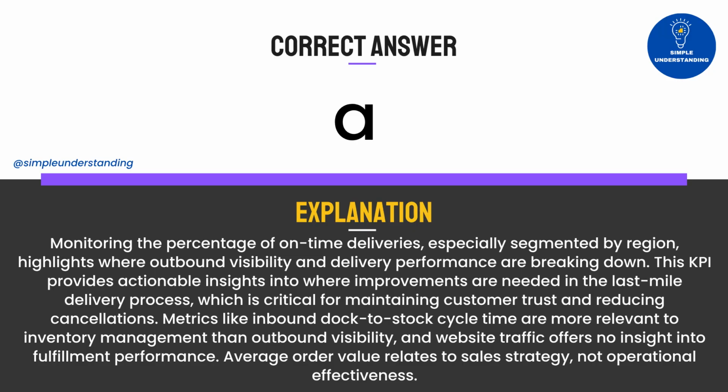Monitoring the percentage of on-time deliveries, especially segmented by region, highlights where outbound visibility and delivery performance are breaking down. This KPI provides actionable insights into where improvements are needed in the last-mile delivery process, which is critical for maintaining customer trust and reducing cancellations. Metrics like inbound dock-to-stock cycle time are more relevant to inventory management than outbound visibility, and website traffic offers no insight into fulfillment performance. Average order value relates to sales strategy, not operational effectiveness.